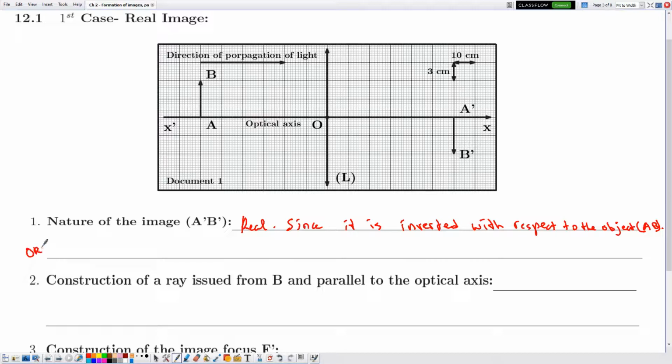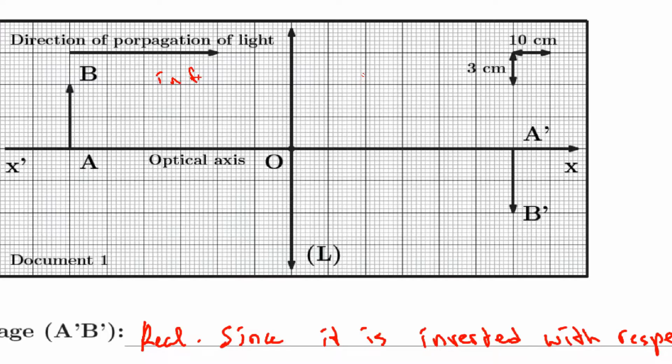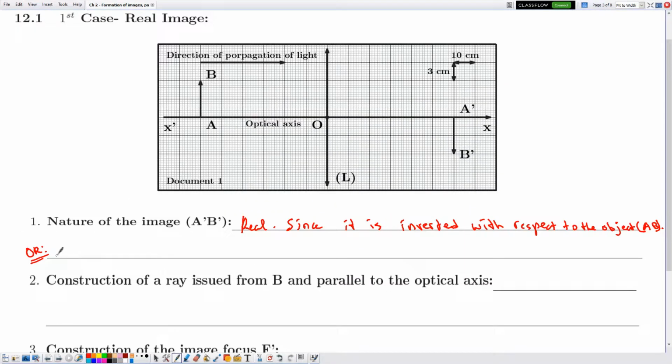One could give another reason why the image is real. Notice that the object AB is in front of the lens, and the image A prime B prime is behind the lens, and whenever the object and the image are on opposite sides, then the image is real. Since the object AB and the image A prime B prime are on opposite sides.